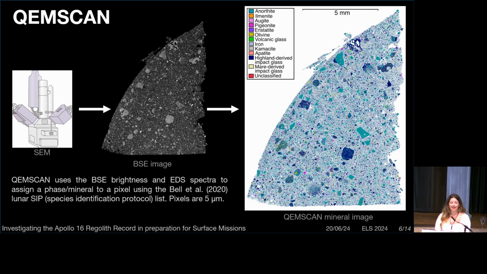So ChemScan is a software that assigns a mineral to a pixel or a spot that's 5 microns in size. It uses the BSE brightness and the EDS spectra from this point and compares these values with the values of minerals, which are all defined in this list, called a SIP list, or species identification protocol list. Basically the minerals are all defined by colors. And we get these beautiful mineral maps as shown on the right hand here.